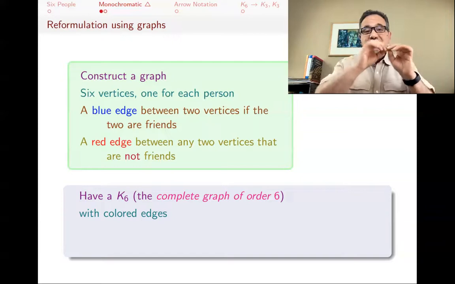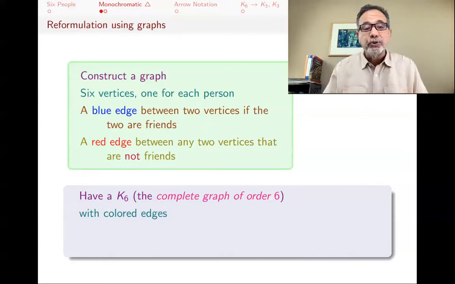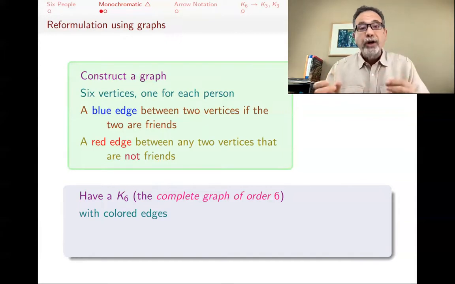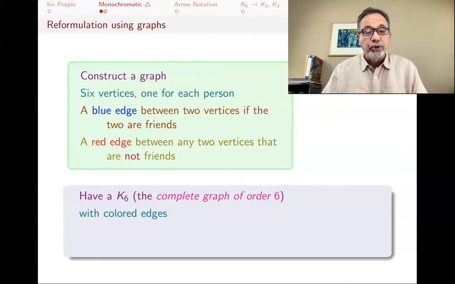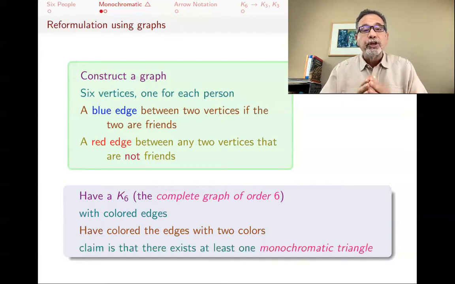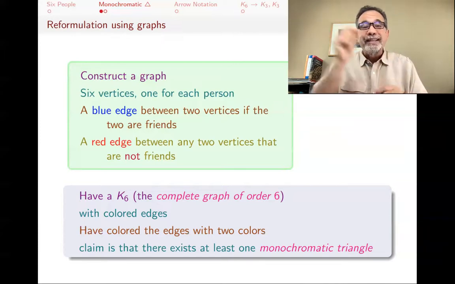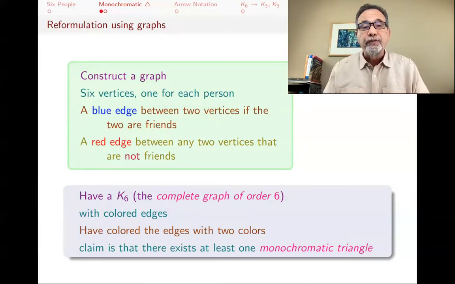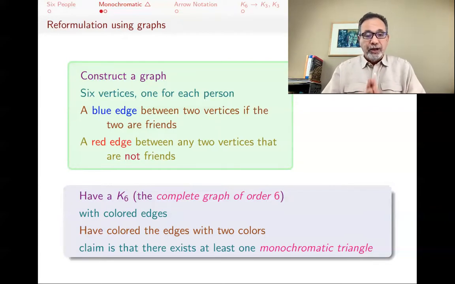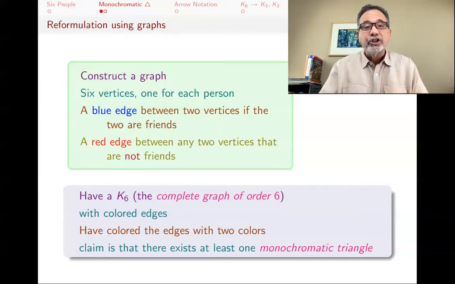I'm looking for 3 vertices such that all of the edges between them are blue. That would mean that every pair of them know each other. Or every edge between them is red, meaning that none of them know each other. Therefore, we have colored the edges with 2 colors, and I'm looking for a monochromatic triangle, a triangle that is all blue or all red. When I say monochromatic triangle, I'm talking about the edges of the triangle all having the same color. So the claim that I made, the prediction I made, comes down to this.